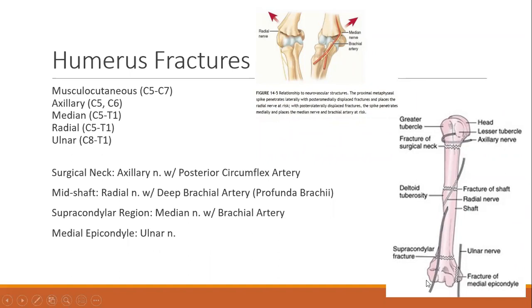And then finally, your medial epicondyle. So notice how you have a medial epicondyle and you have a lateral epicondyle. I don't really hear much about breaks on the lateral epicondyle, but the medial epicondyle, when you fracture that, you can damage your ulnar nerve. Notice how this is in shadow right here.